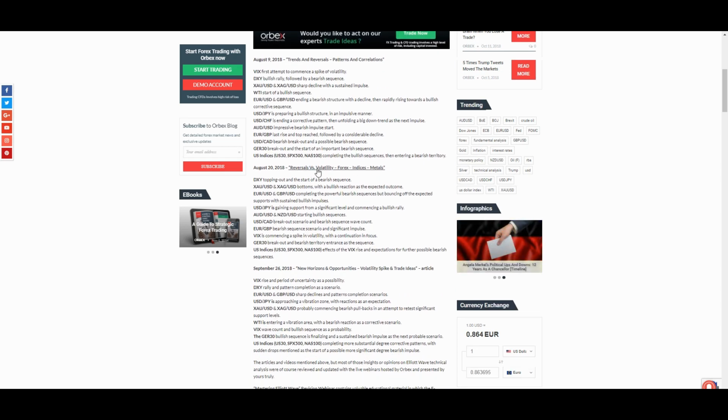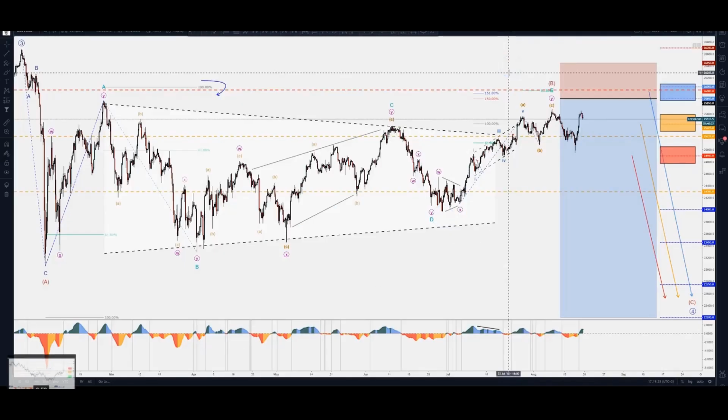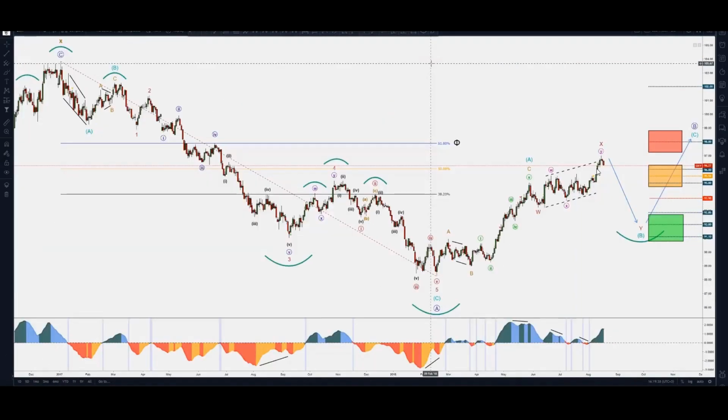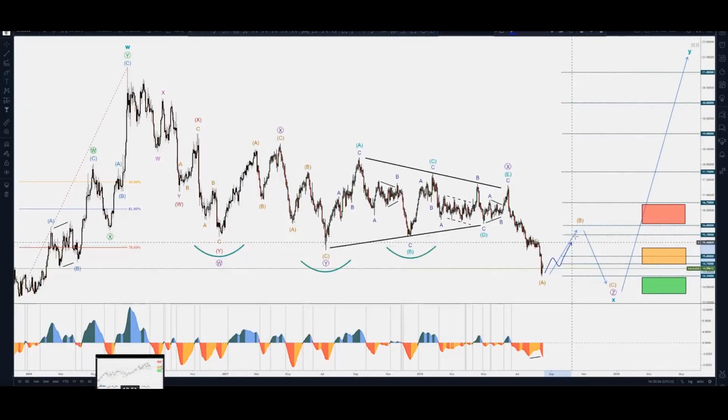This one, reversals and volatility, is a video, which as you can see here, even on the dollar index on a daily chart, was when the dollar was at the top. Now let's move on. When gold was at the bottom, I'm explaining a possibility for gold to find the bottom and start rising. Silver as well right there.